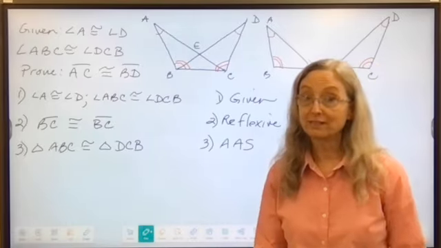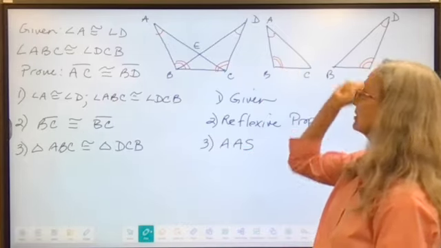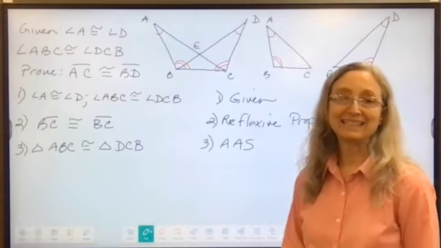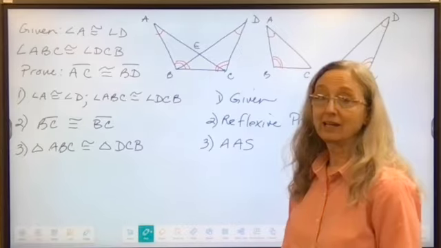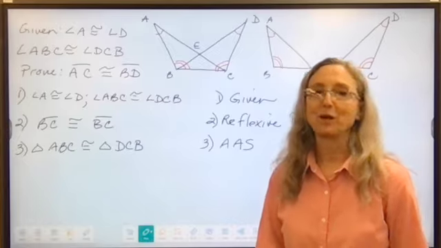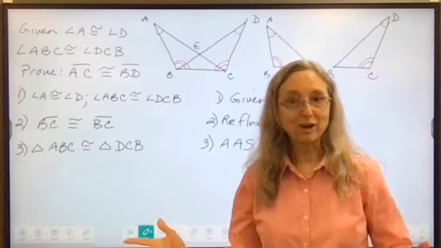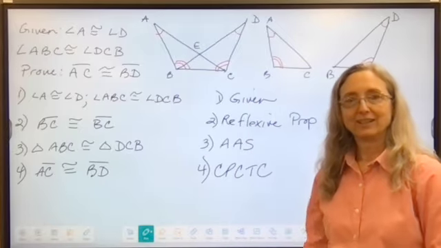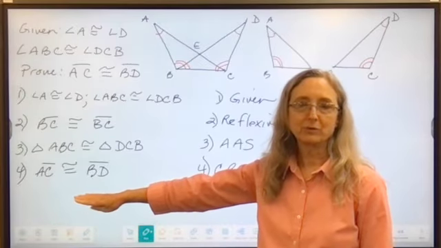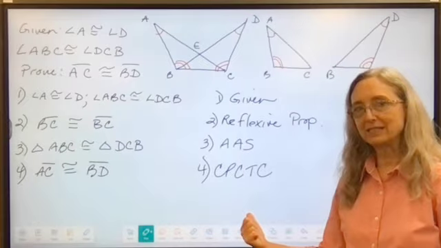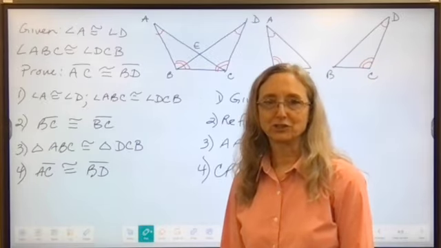But that's not what it asked us to prove, is it? It asked us to prove that segment AC is congruent to segment BD. Are they? And yes, now I can state that they are. Why? Because corresponding parts of congruent triangles are congruent. So that's how you can list it on your proof. That's the proof statement. Why CPCTC is totally acceptable as a justification.